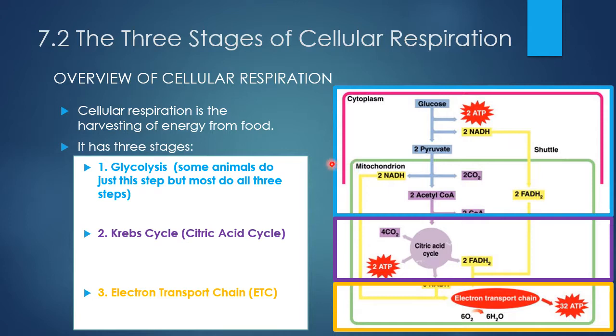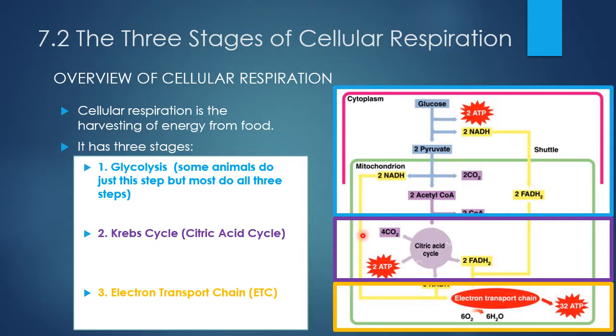Now, some animals will just do glycolysis as their main form of energy, but most all living things will go through all of these 3 stages. And I just mentioned that because your book mentions it. Some animals do stop here, but almost everything that we'll come across goes through all 3 stages. So a little bit of ATP is produced here in glycolysis, not very much.